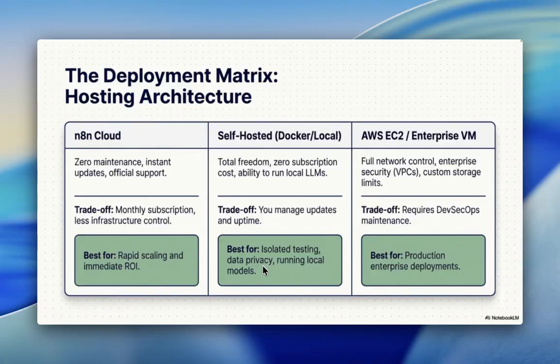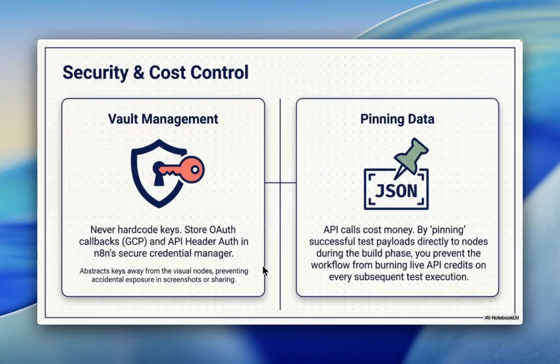The deployment mastery, hosting architecture. n8n Cloud: zero maintenance, instant updates, official support. Trade-off: monthly subscription, less infrastructure control. Best for rapid scaling and immediate ROI. Self-hosted, Docker or local: total freedom, zero subscription cost, ability to run local LLMs. Trade-off: you manage updates and uptime. Best for isolated testing, data privacy, running local models. AWS EC2 or enterprise VM: full network control, enterprise security, custom storage. Trade-off: requires DevSecOps maintenance. Best for production enterprise deployment.